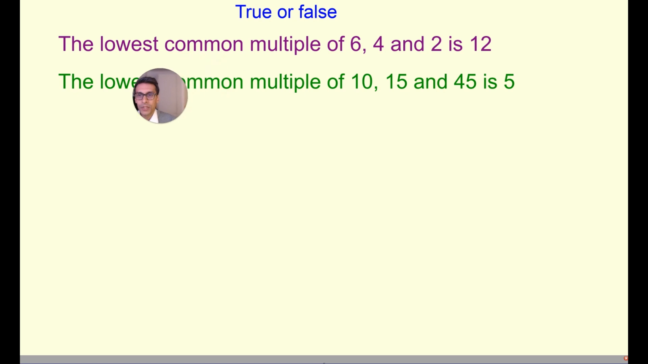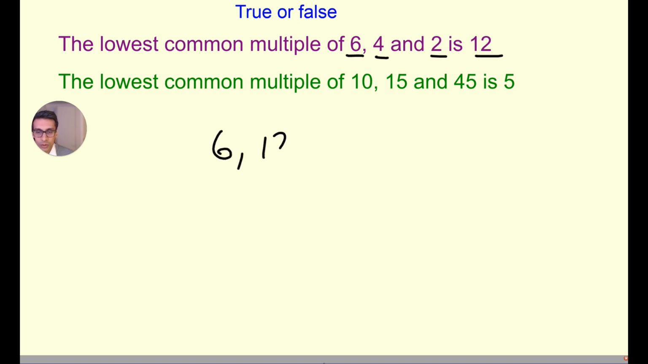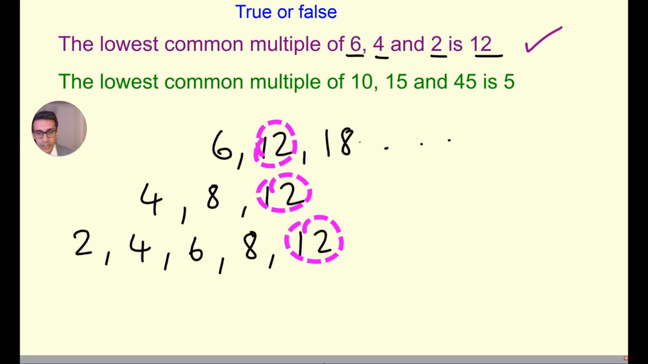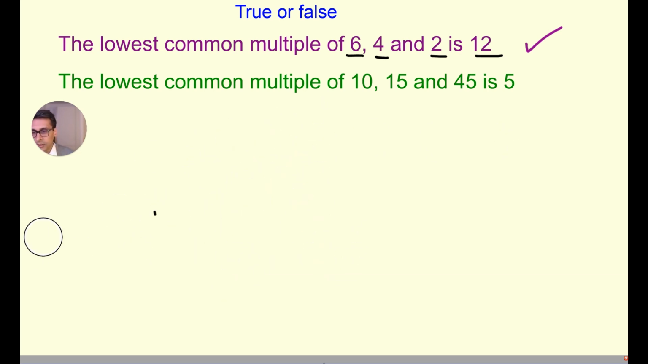Okay, so true or false: pause the video, read these out, and then I'm going to go through these. Okay, 3, 2, 1. So the lowest common multiple of 6, 4, and 2 is 12. So let's list these out. 6, 12, 18, and so on. The 4 times table is 4, 8, 12, and so on. And then the 2 times table is 2, 4, 6, 8, 12. So you can see in this case, yes, 12 is the first number that's common to all three. So that's true. You may have been able to do that one in your head, which is fine if you did that as well.